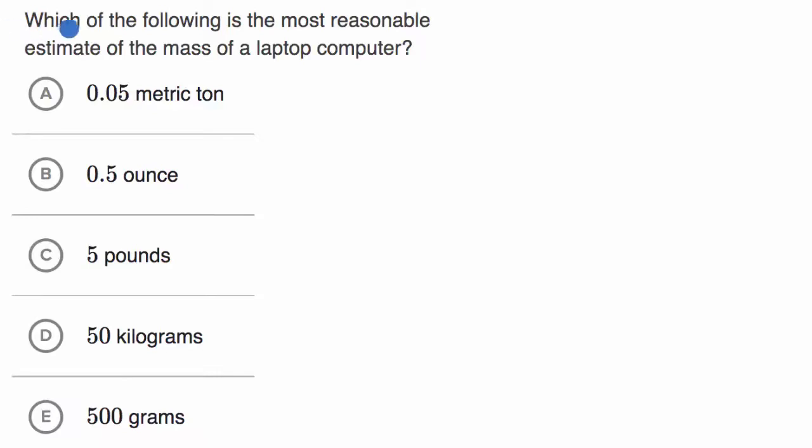We are asked, which of the following is the most reasonable estimate of the mass of a laptop computer? Pause this video and see if you can answer this. All right, now before we do it together, I'll give a little bit of a disclaimer.